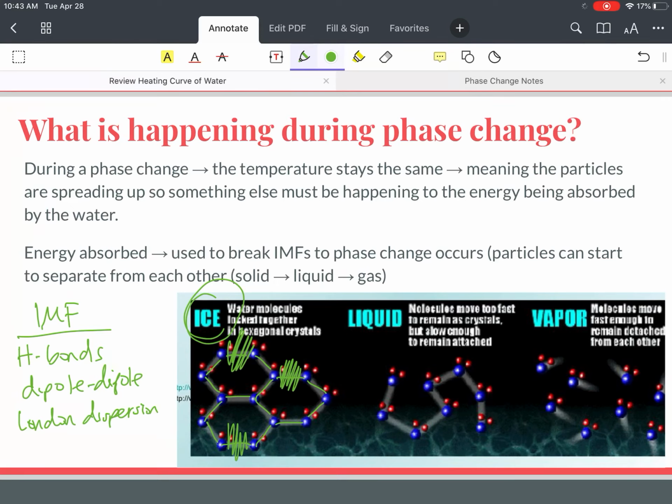Think of a magnet. The magnet's not going to magically separate. You have to actually pull it apart. If it's a really strong magnet, it's going to take a lot of energy. If it's a weak magnet, like our London dispersion, then it wouldn't take very much energy. Once I've used some energy to break some of these forces, now I have a liquid substance. If I want to turn it into gas, I'm going to use my energy to disrupt all of these forces. And now I have all my separate gas particles.